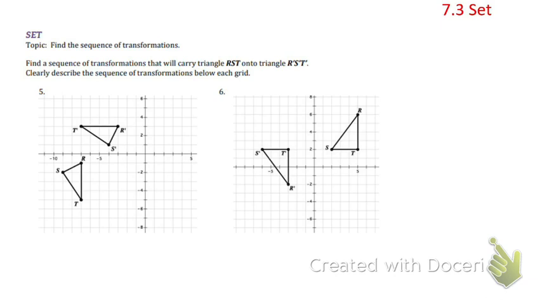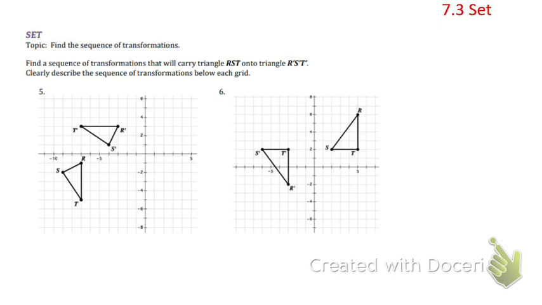In the 7.3 set, we're going to be trying to describe the sequence of transformations that's going to carry triangle RST onto triangle R prime S prime T prime. Keeping in mind that the original one doesn't have the primes. The new one is going to have the primes, that's a little apostrophe. So when we describe it, we want to start with the original triangle, triangle RST, and how do we end up in the new image, triangle R prime S prime T prime.